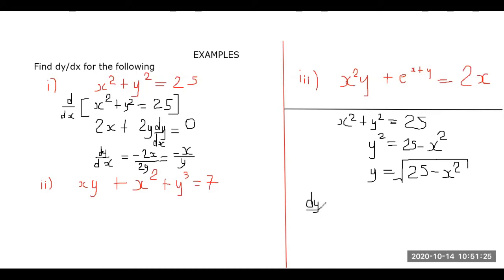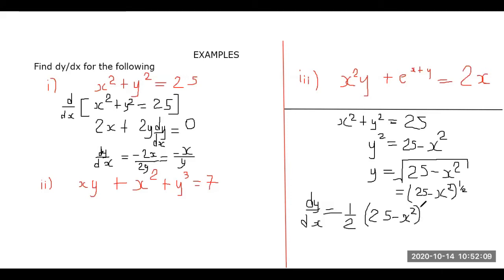dy by dx is equal to, now remember, 25 minus x squared, square rooted. The square root is really to the half power. Always remember that square root is really to the half power. So this is really 25 minus x squared to the half power. And so we could then differentiate this by carrying down the power, so we get half, and subtract 1 from the power.